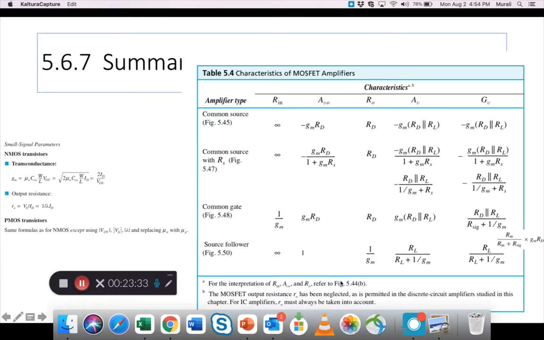RD, RD, RD, and then for the source follower it becomes 1 by Gm. Now remember, for the source follower, the unity gain amplifier, AV0 is 1. Once you have a resistor in the load, then the output resistance has to be modified. The drain resistance has to be modified by including the parallel RL, right? So all these formulas now become this.